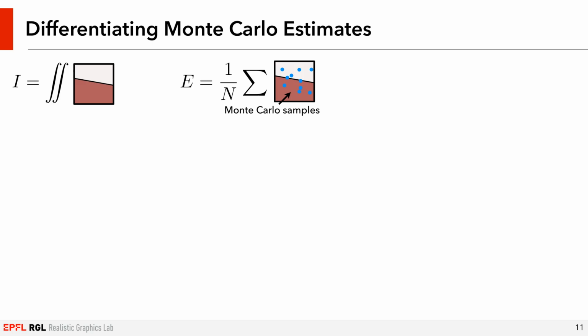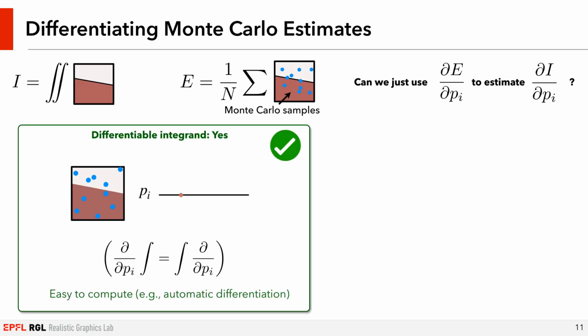Some samples are drawn in the integration domain, and an estimate E of the integral is obtained by averaging the contributions of the samples. The estimate E converges to the value of the integral I if we add more samples. We're interested in computing partial derivatives of I, the integral. So the question is, could we simply differentiate the Monte Carlo estimate E to estimate the partial derivatives of I? And the answer is yes, sometimes.